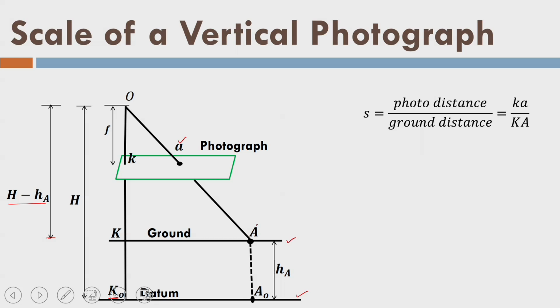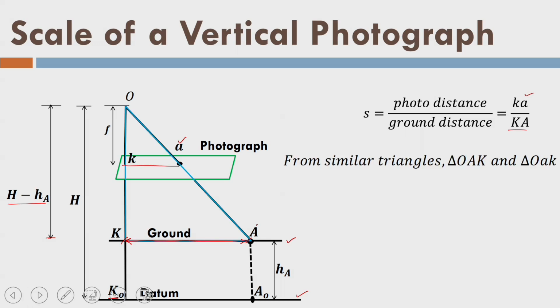So my distance now, the ka is this distance, and distance on ground is KA, which is from this point to this point, this distance, right. So again I will use the similar triangles, but there is small difference in the scale expression now, because the point A is above the datum with the height hA. So let us look what is happening here. So again use similar triangles, two triangles I am using.